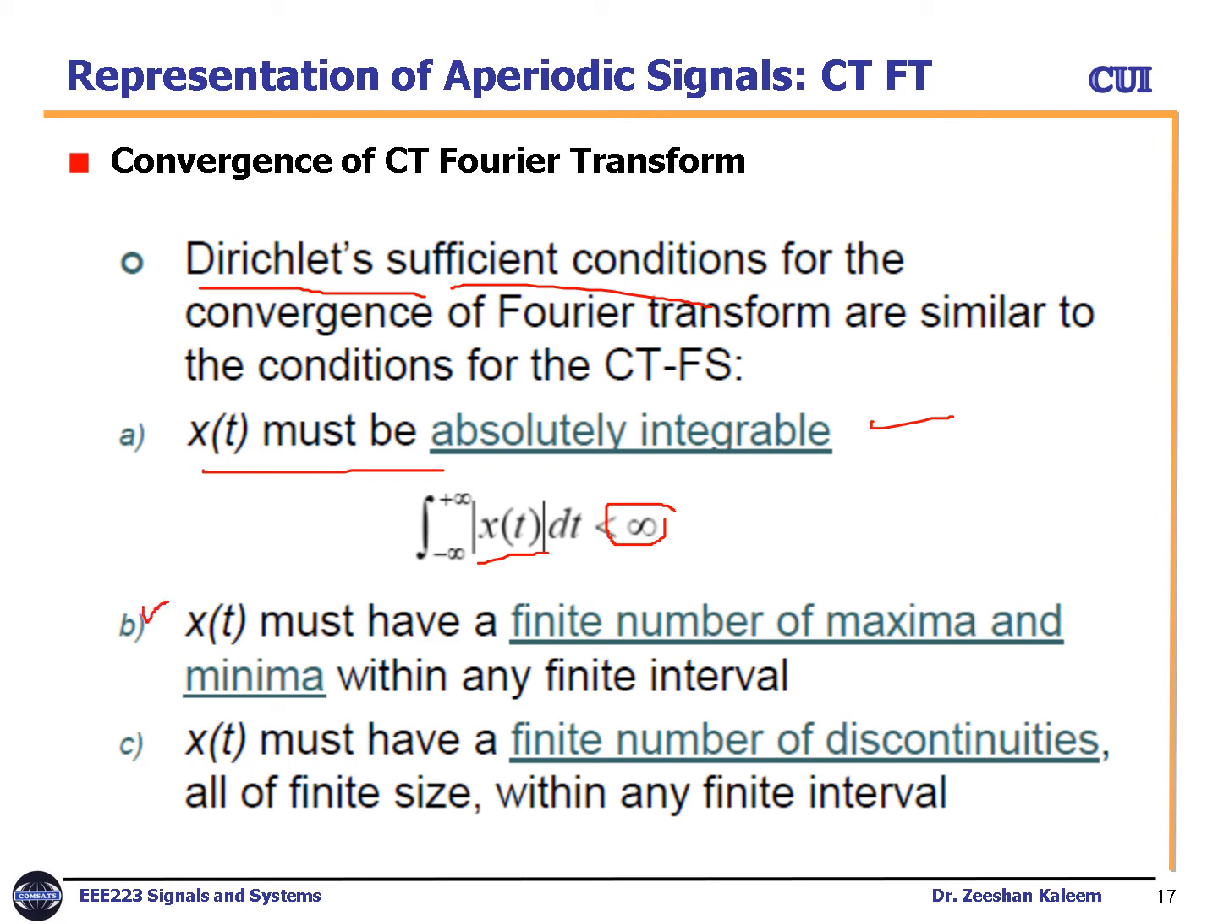The second condition, B, is that x(t) must have a finite number of maxima and minima within any finite interval. For example, take the time interval 1 to 5. There should be a finite number of maximum points or minimum points within that interval. If it is infinite, then the continuous time Fourier transform is not possible. The last condition is that x(t) must have a finite number of discontinuities, all of finite size, within any finite interval.